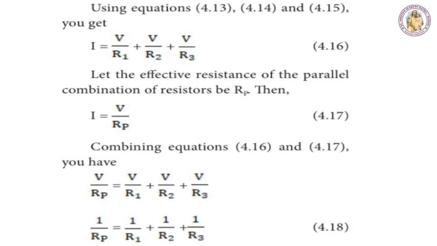Why are we taking Rp? It is a parallel resistor. So combining equations 4.16 and 4.17, you have V by Rp is equal to V by R1 plus V by R2 plus V by R3. Then finally we get 1 by Rp is equal to 1 by R1 plus 1 by R2 plus 1 by R3.